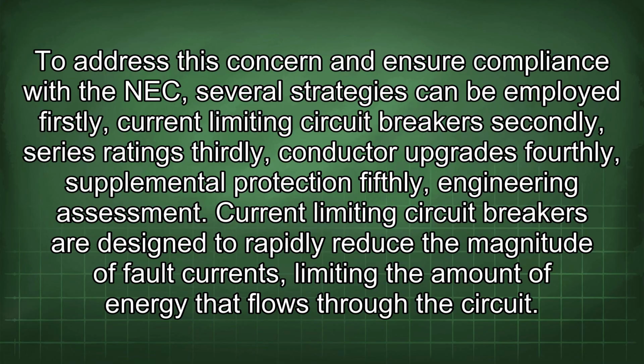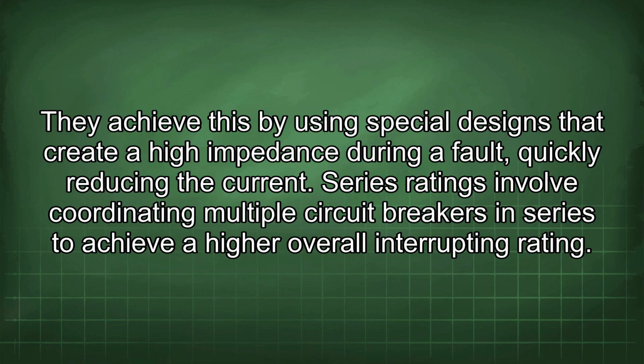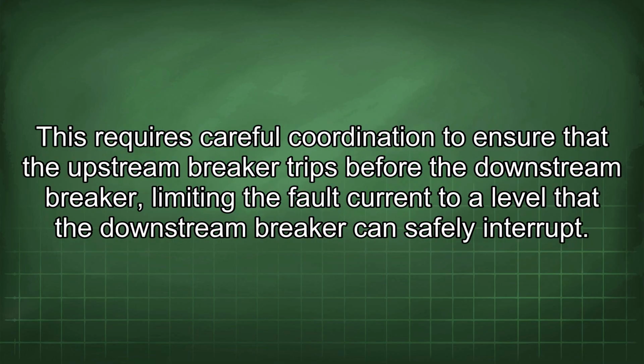Current limiting circuit breakers are designed to rapidly reduce the magnitude of fault currents, limiting the amount of energy that flows through the circuit. They achieve this by using special designs that create a high impedance during a fault, quickly reducing the current. Series ratings involve coordinating multiple circuit breakers in series to achieve a higher overall interrupting rating. This requires careful coordination to ensure that the upstream breaker trips before the downstream breaker, limiting the fault current at a level that the downstream breaker can safely interrupt.